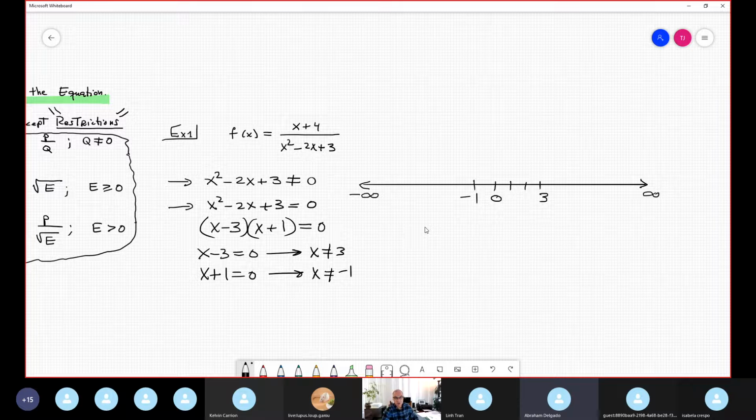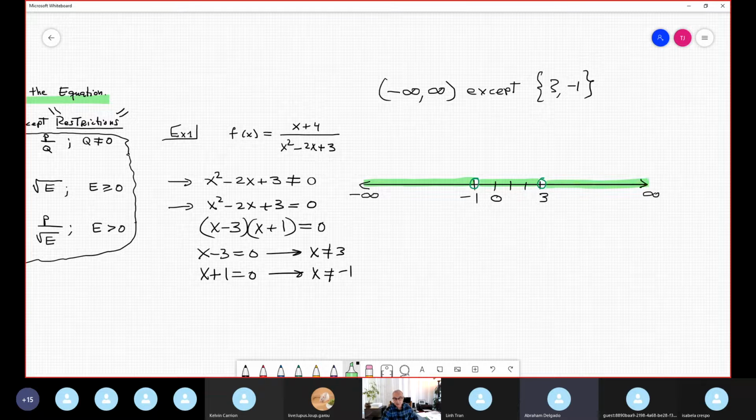So what's going on? The domain is all real numbers except these guys, which are 3 and negative 1. That means, in other words, in the number line, we have two holes. One hole here and one hole here. And the rest is okay. This is okay. This is okay. And this is okay. This is one graphic representation of the problem, no?